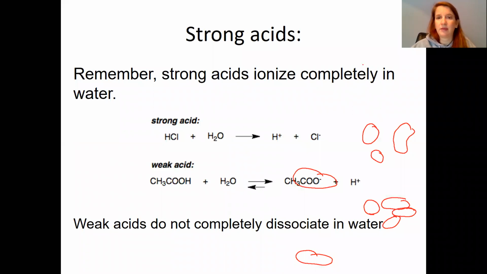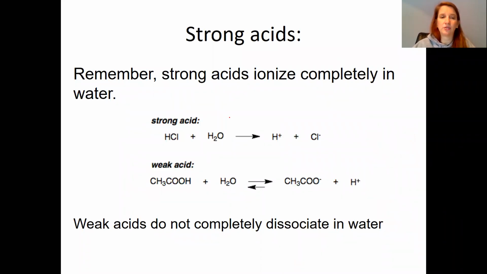Let me clear my pictures over here. Okay, so strong acids are going to ionize completely. So when we look at a strong acid, we typically just use a single arrow to show that it's ionizing completely, that it's going to break apart into its ions when it's added into water, to show that you're always going to make a hydrogen ion and you're going to make some kind of anion.